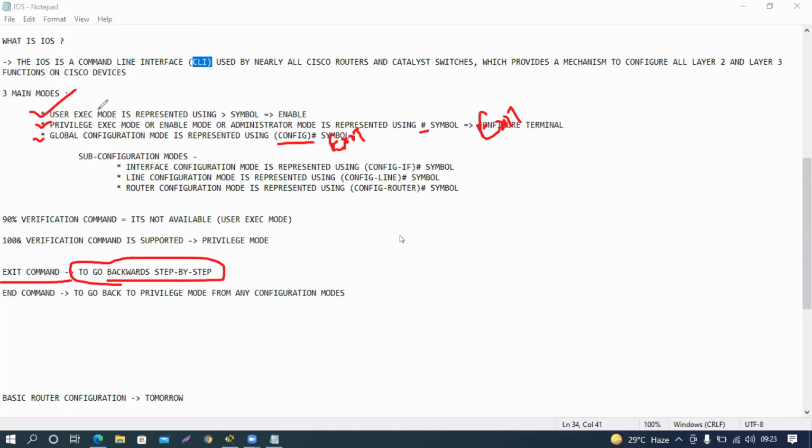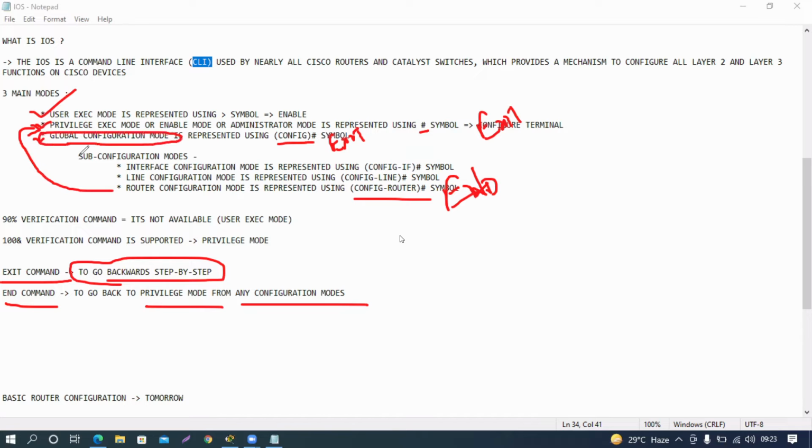But there is a command called the end command, which directly takes you from any configuration mode to privilege mode. Suppose you are in this router configuration mode and you say the end command over here. This end command takes you directly from this mode to the privilege mode, skipping the global configuration mode. This mode is skipped. The end command is always used to go to privilege mode.